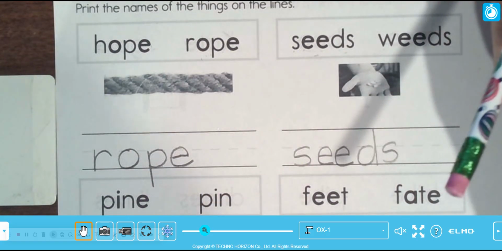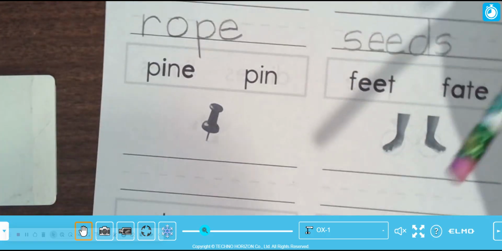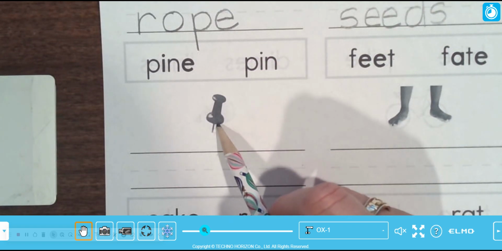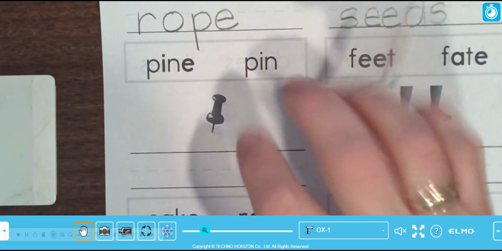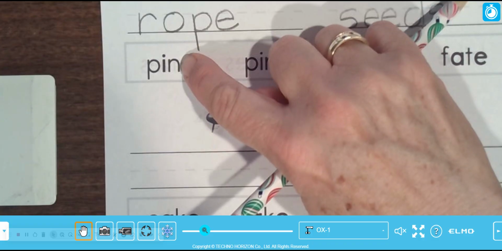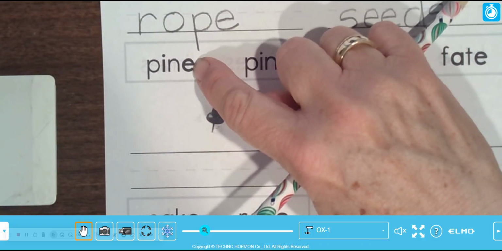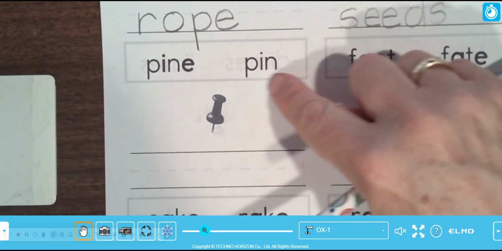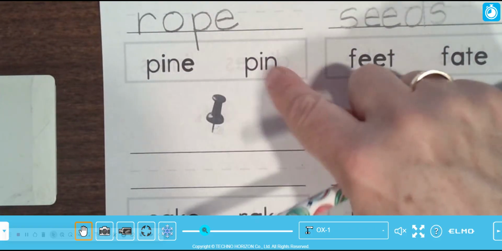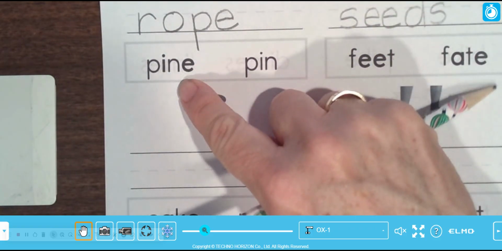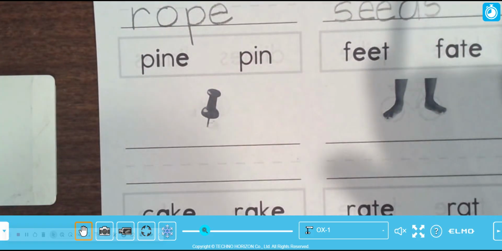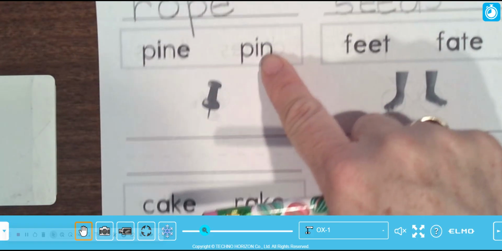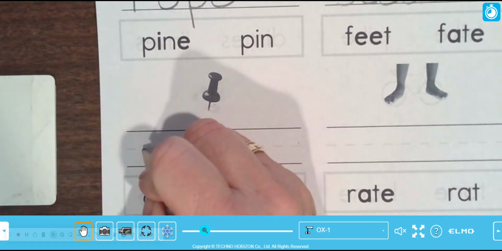Okay, if I'm going too fast, you pause the video, okay? Let's look at this one. Okay, this picture. Let's see, this one is pin, but when we add that silent E, what does it become? Pine, right? And this one is pin. So which one of these goes with this picture? Is it pine or is it pin? Yeah, it's pin, right? Pin goes. So let's write pin here.